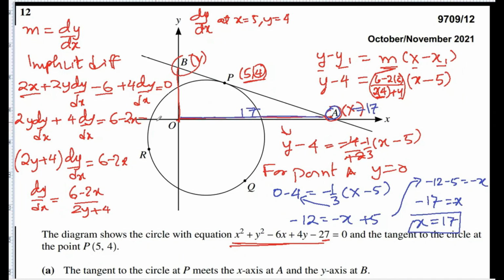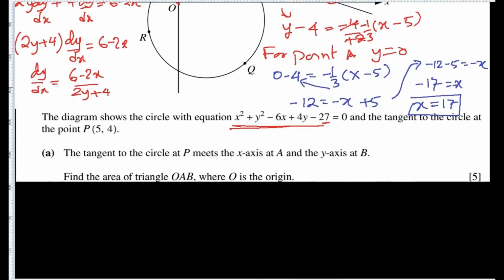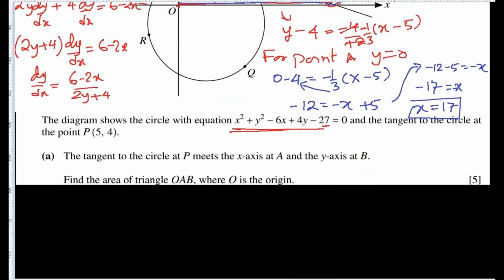Alright, now similarly we'll find the y coordinate for B, and we'll substitute x equal to 0 in the equation, where the tangent passes through the y-axis. So we'll write y minus 4 equal to minus 1 over 3, and now x is 0, minus 5.